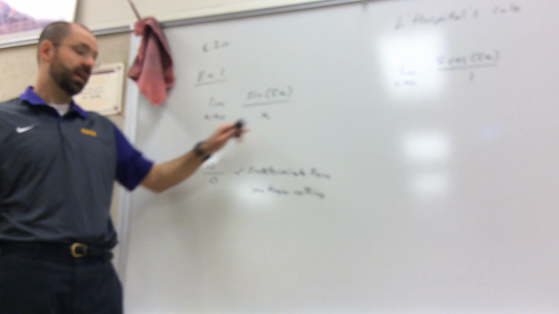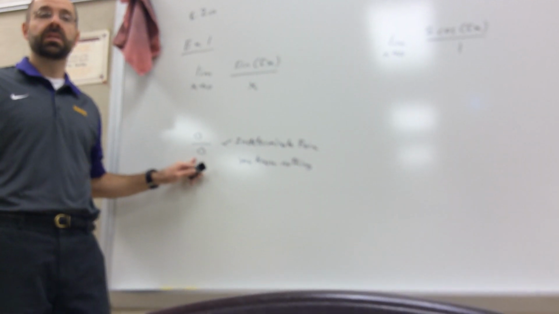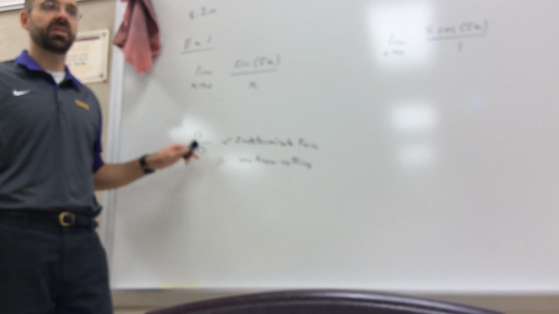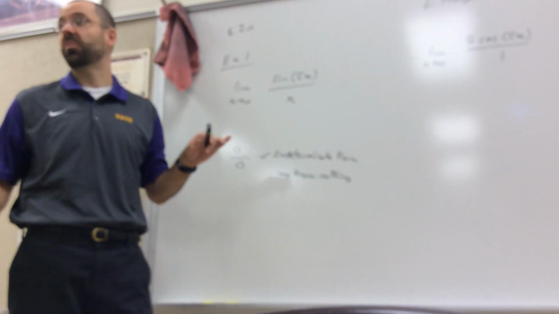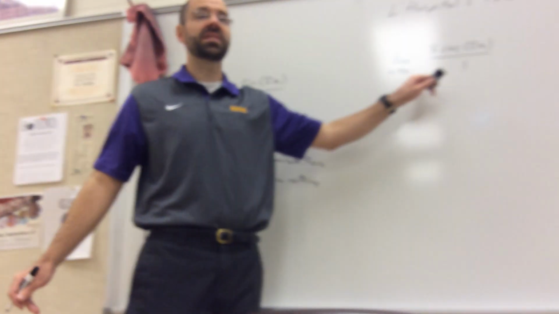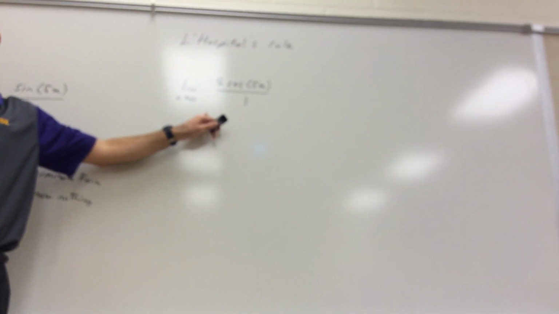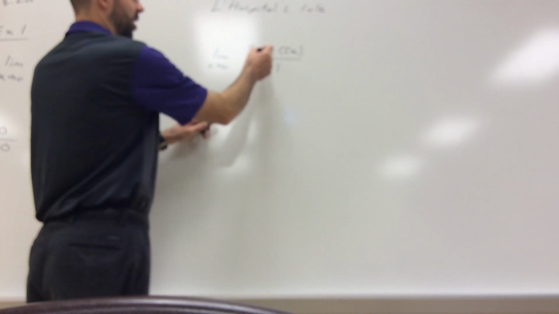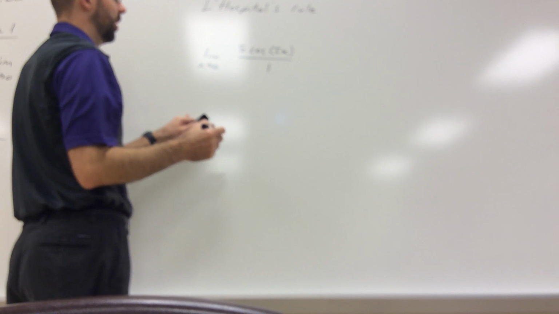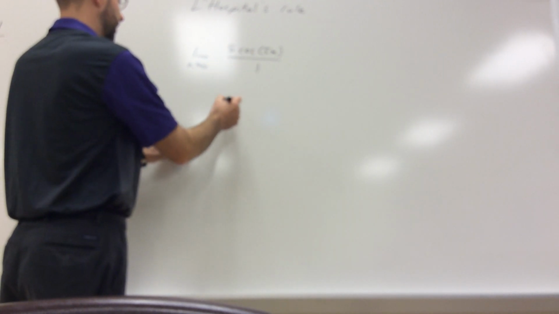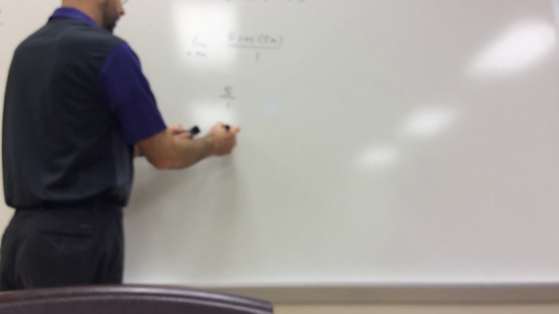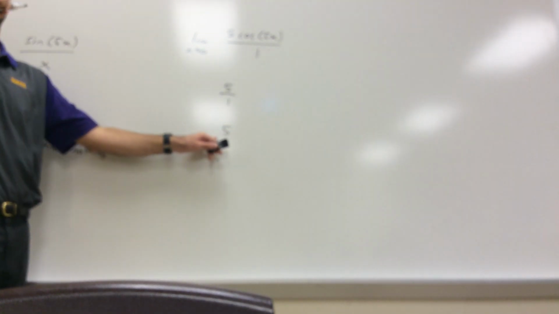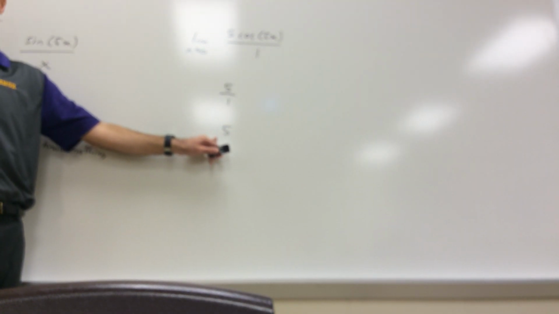Okay, so the L'Hopital's rule says if you're calculating a limit and you get 0 over 0, you can do this instead. You can take the derivative of the top and the derivative of the bottom separately and take the new limit instead. Okay, so then you just do limit laws on this. So limit laws on this, the cosine of 0 is 1. So the top is going to be 5 times 1. So the final answer to the limit is 5.